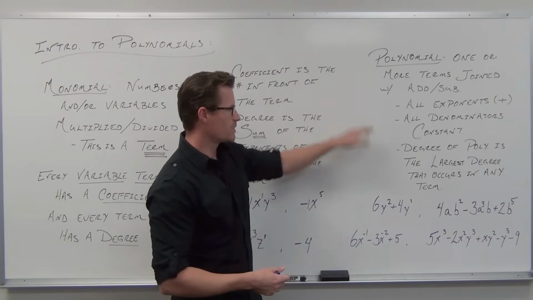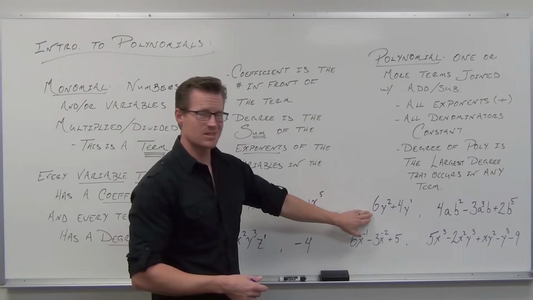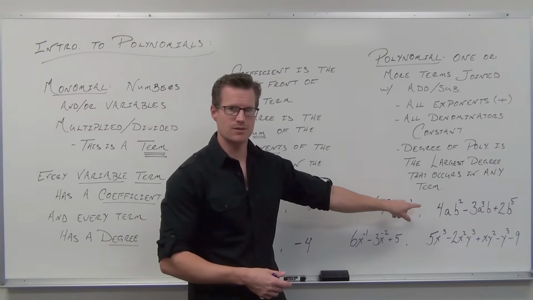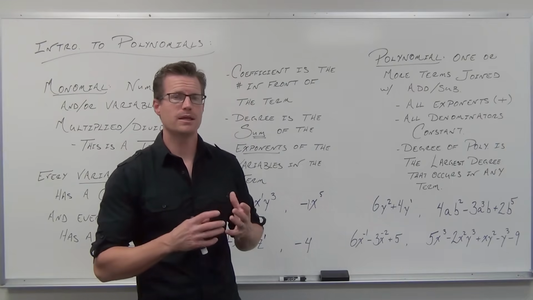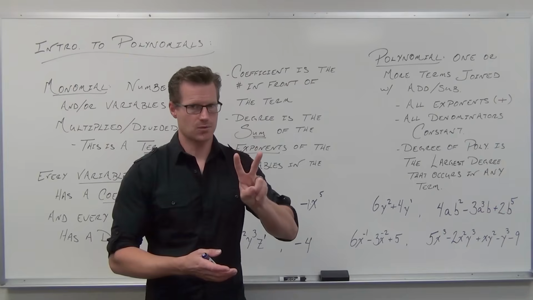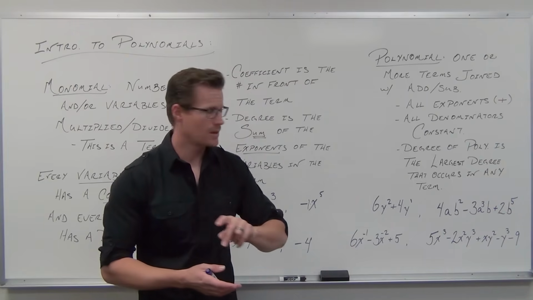So, polynomials, this one has 2 terms. Coefficients are 6 and 4 respectively. The degrees are 2 and 1 respectively. The degree of the polynomial here would be 2, not 3. Now listen to why that is.